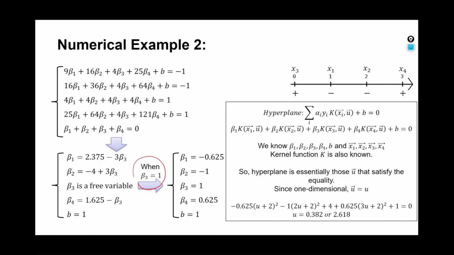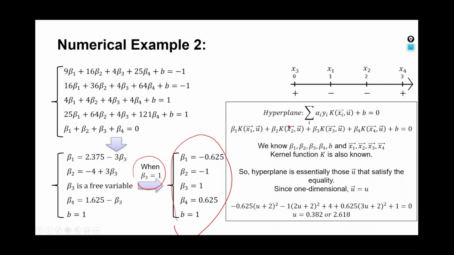Then over here, beta 1 is equal to negative 0.625, beta 2 is negative 1, beta 3 is 1, beta 4 is 0.625, and b is 1. So this is one set of solution we are going to use. The rest of the solutions are going to be similar to this, except they will be skewed, if your beta 3 value is not 1.